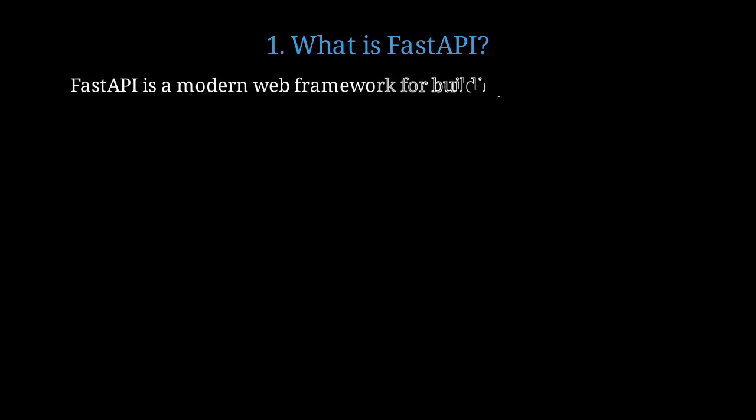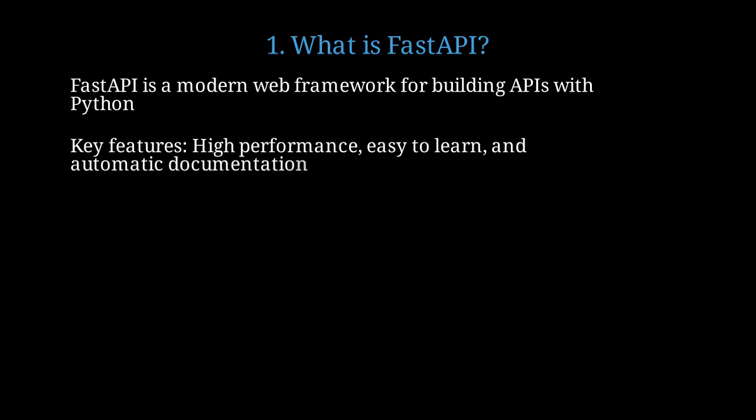Let's start by understanding what FastAPI is and why it's become so popular. FastAPI is a modern, fast web framework for building APIs with Python 3.7 and above. It offers high performance, comparable to Node.js and Go, is easy to learn, and provides automatic interactive documentation. FastAPI sits at the center of your application, connecting different components and handling requests efficiently.